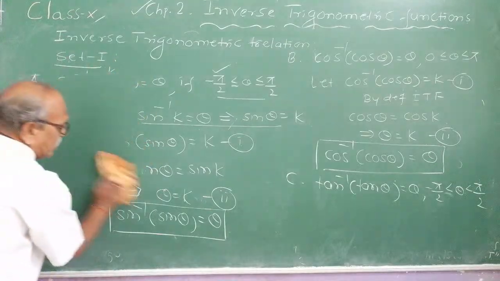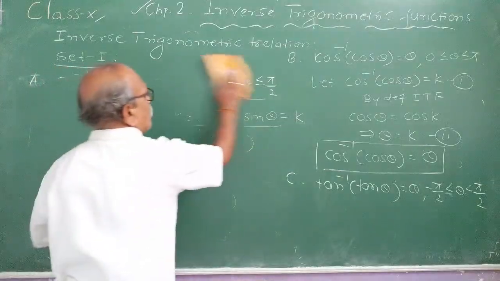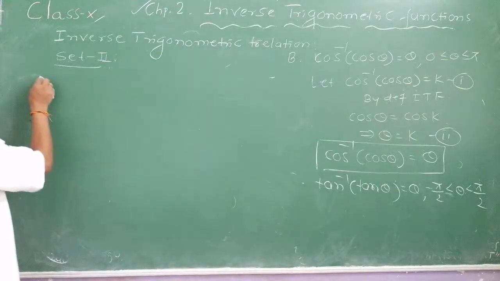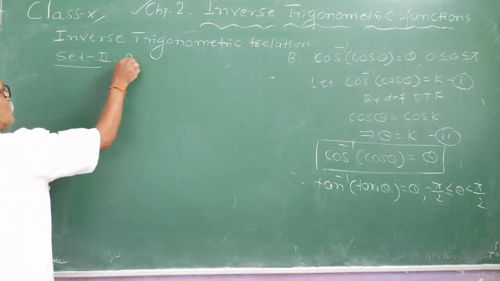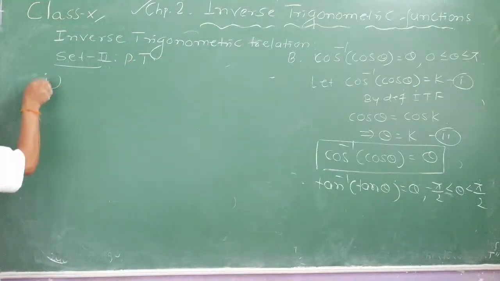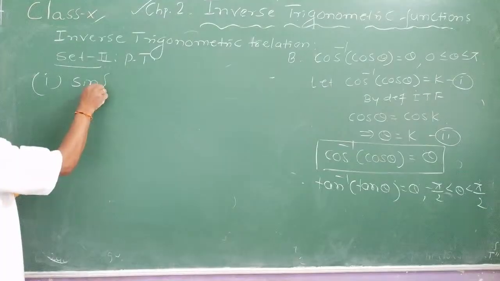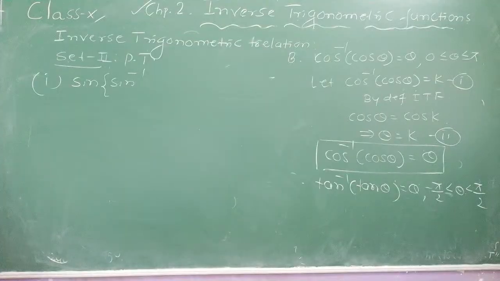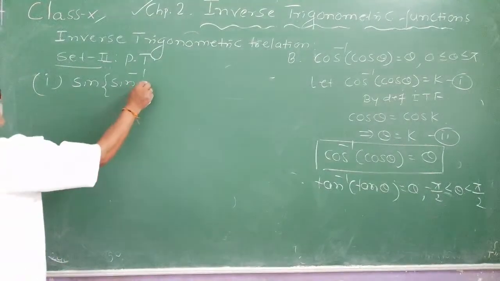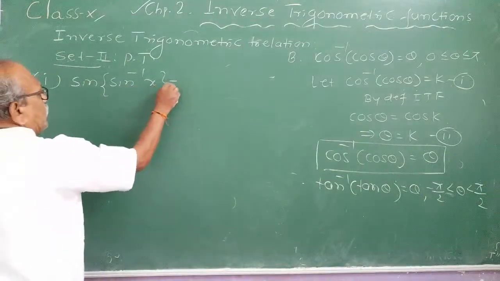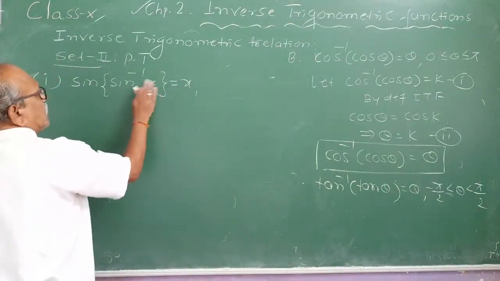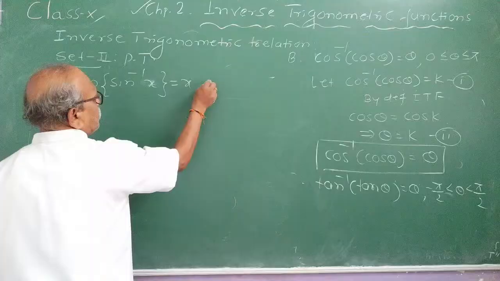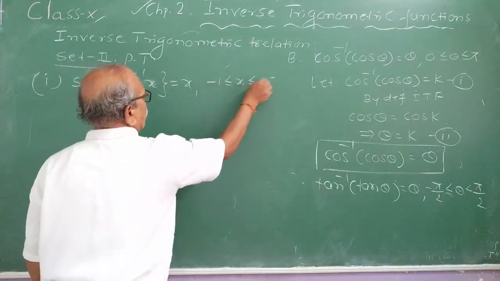Similarly, I will take another set of results, set 2. We'll extend it to inverse. Prove that, in the first one, sine of sine inverse x is equal to x only, provided x lies between -1 to +1. Try them.